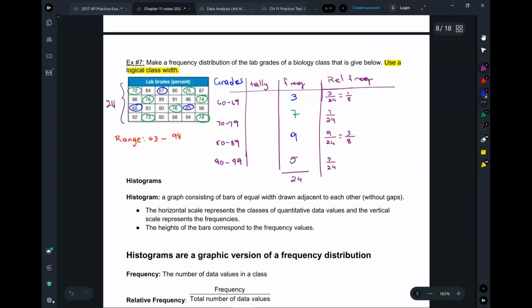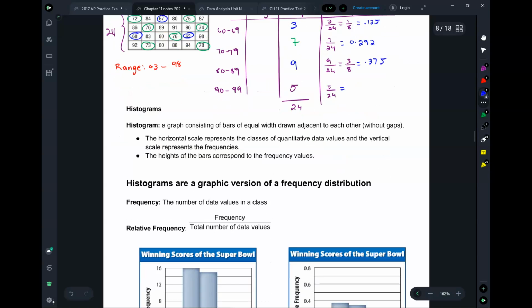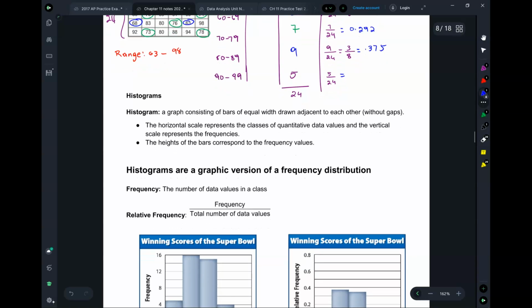Okay, and can someone help me with the decimals here? 1 over 8 is 0.125, right? 7 over 24 is 0.2916. And 3 over 8 is 0.375. And then 5 over 24, you guys know how to do. All right? So that's how you do a frequency table.